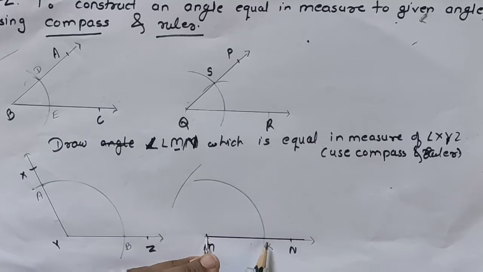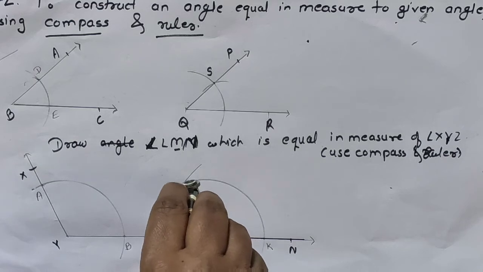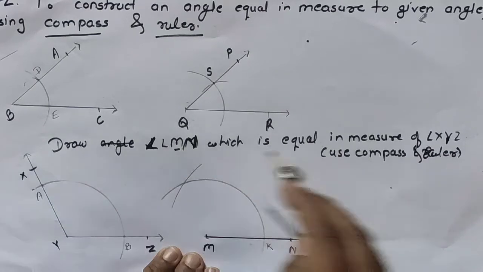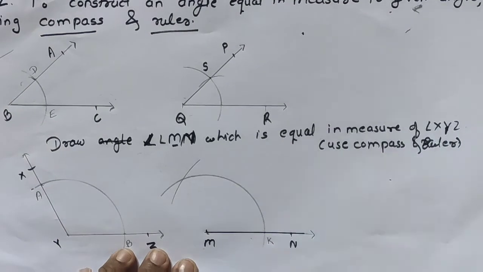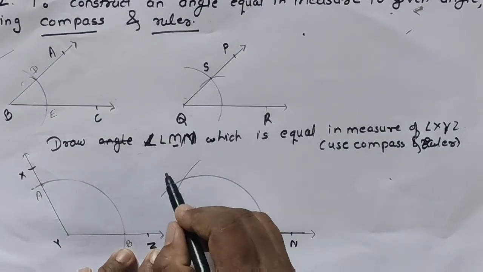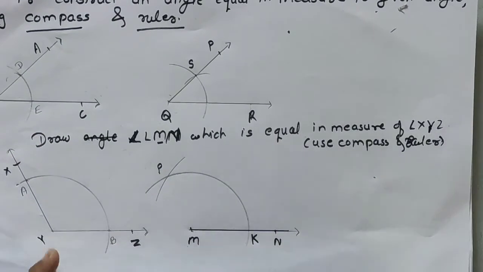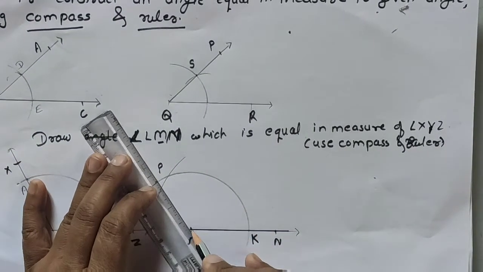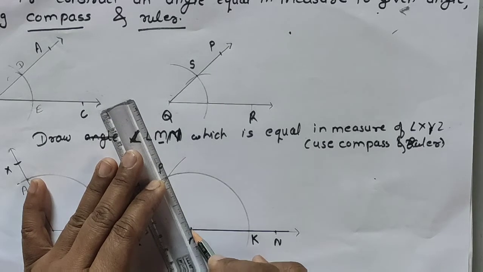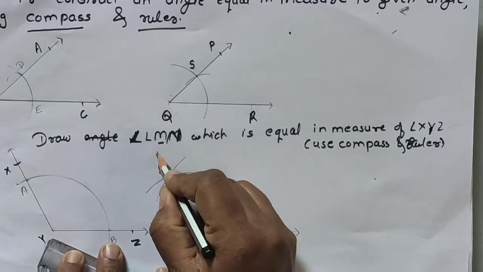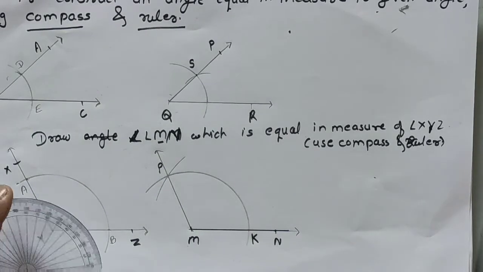extend this arc a little bit, and you will get the point of intersection, and I will name it P. Okay, and now draw the line passing through M and P. You will get the identical angle for angle XYZ.